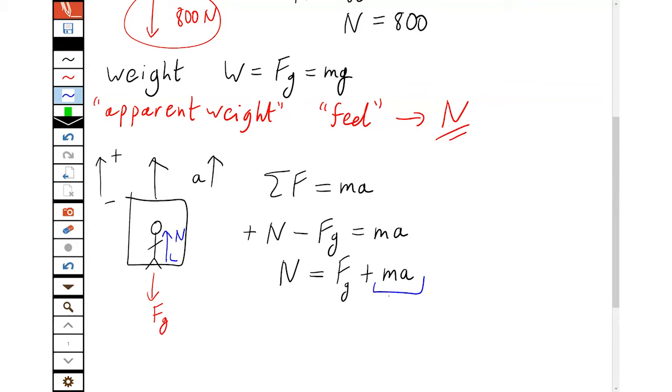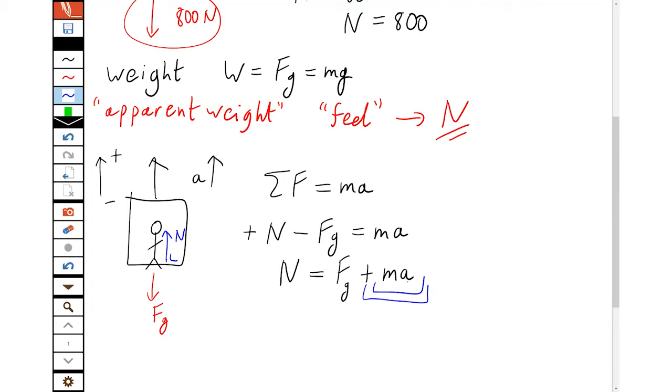So you can see if the elevator is accelerating up, so that's positive, the normal force will increase and I'll feel heavier. If the elevator is accelerating downwards, then the acceleration would be negative, because remember, in physics, plus and minus are just directions, then the normal force would reduce and I would feel lighter.